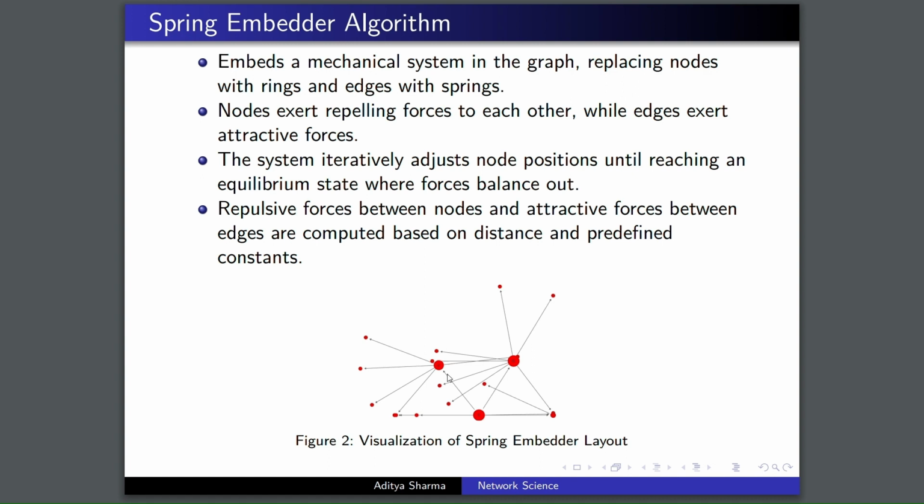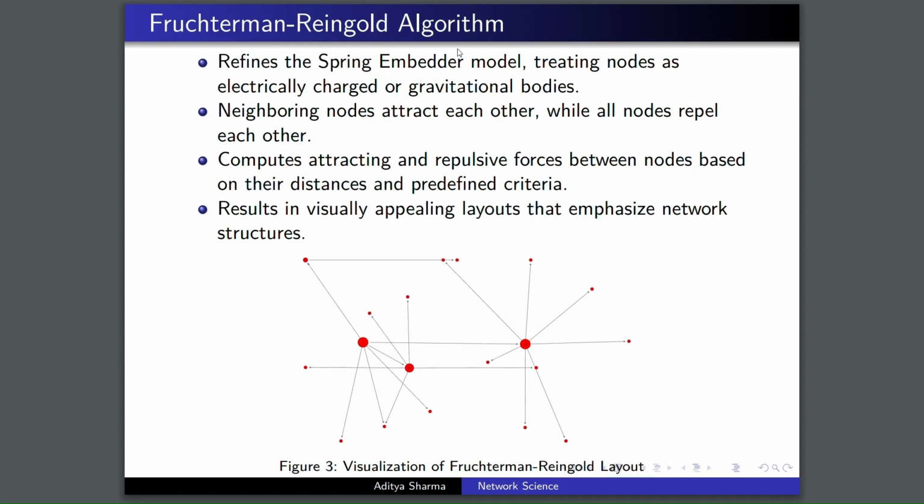Okay, and then we have the Fruchterman-Reingold algorithm. It refines the spring embedder model by treating nodes as charged particles or gravitational bodies. So what simply happens is now there is no spring between them. If two nodes share an edge between them, then they'll attract each other, and if they don't share an edge, then they'll repel each other. So these kinds of forces replace the spring forces and the repulsive forces from the previous example, that was the spring embedder algorithm.